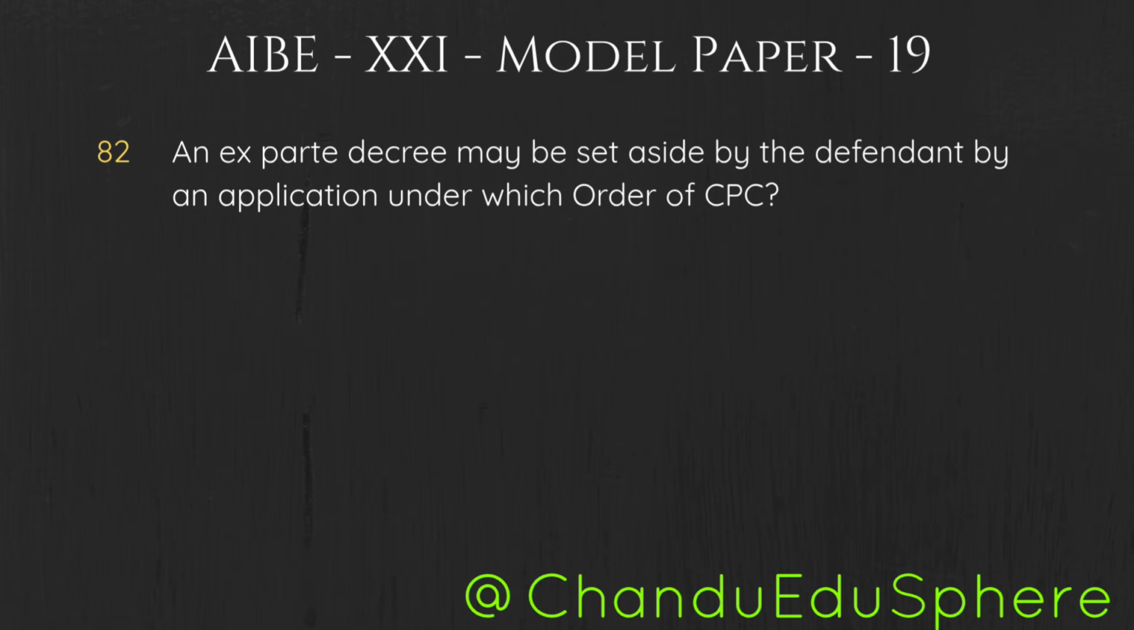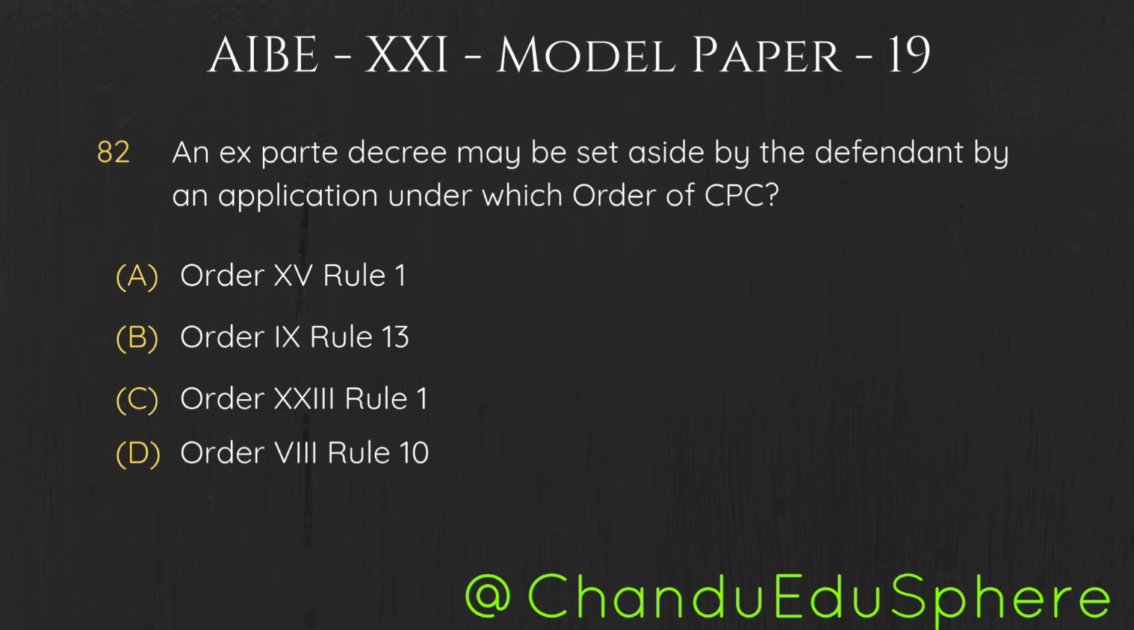An ex parte decree may be set aside by the defendant by an application under which order of the CPC? Order 9, Rule 13 of the CPC empowers the defendant to apply for setting aside an ex parte decree on proving that summons was not duly served or that he was prevented by sufficient cause from appearing when the suit was called on for hearing.